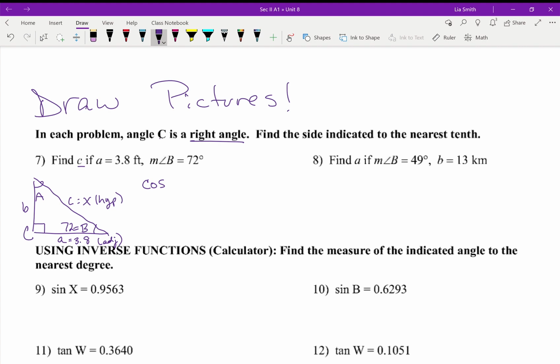So cosine of 72 is going to be the adjacent side, which is 3.8, over x, which is the side we're solving for. So let's multiply both sides by x. So we get x cosine of 72 equals 3.8. Now divide by cosine of 72, and you get x equals 12.3.